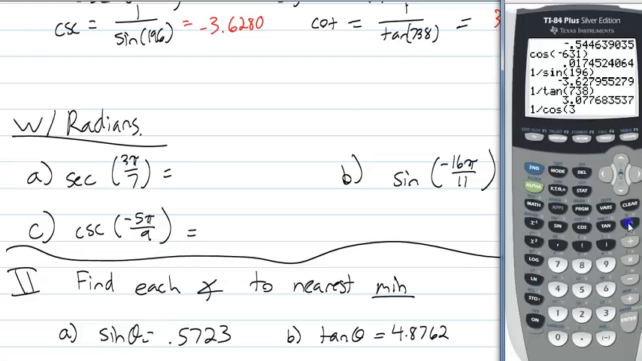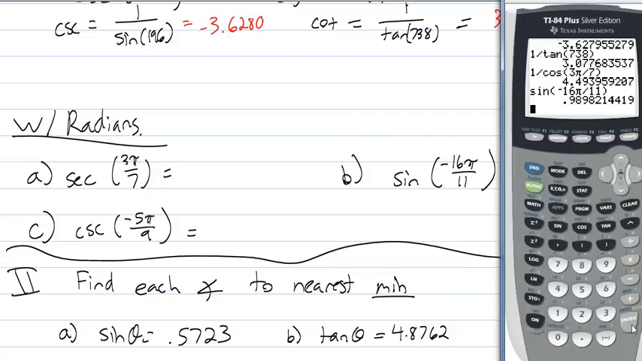3 pi over 7. As long as you make sure all of that's in the parentheses with cosine, you should be okay. So 1 over cosine of that, and we get 4.4940. The sine one we could just type in as is, negative 16 pi. Whenever you have pluses or minuses on top and bottom, though, make sure you're putting your fractions in parentheses. Divide by 11. So that would be 0.9898.